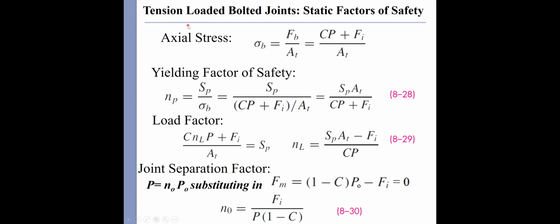So for the actual stress in the bolt, sigma_b, the bolt stress, equals the force divided by A_t. A_t is the tensile stress area. From the previous slide, we already know F_b equals CP plus the preload. And for the yielding factor of safety, N_p equals the proof strength divided by sigma_b. So we can just plug in this number here, and we get the yielding factor of safety.